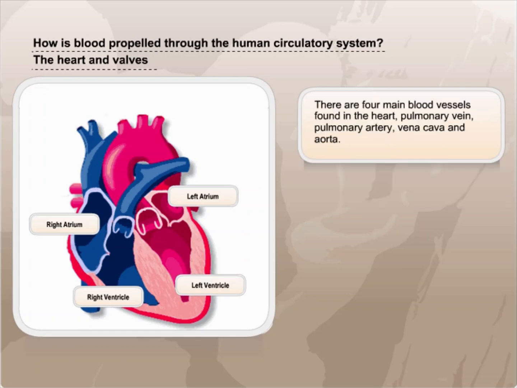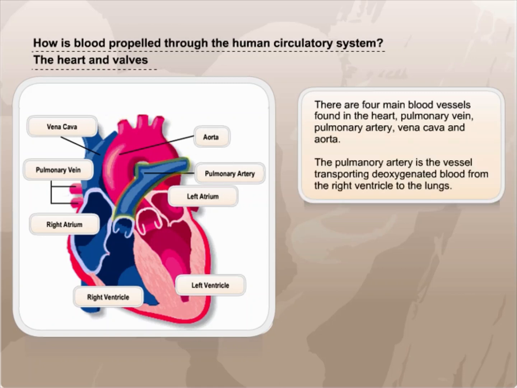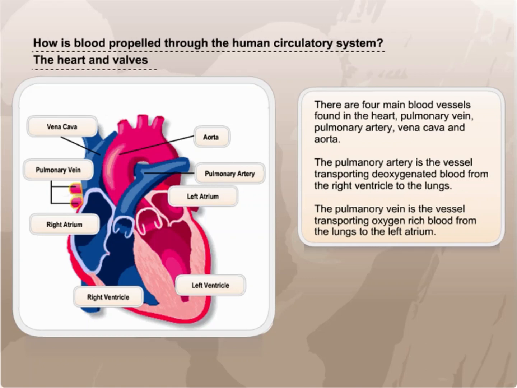There are 4 main blood vessels found in the heart: pulmonary vein, pulmonary artery, vena cava, and aorta. Pulmonary artery is the vessel transporting deoxygenated blood from the right ventricle to the lungs. The pulmonary vein is the vessel transporting oxygen-rich blood from the lungs to the left atrium.